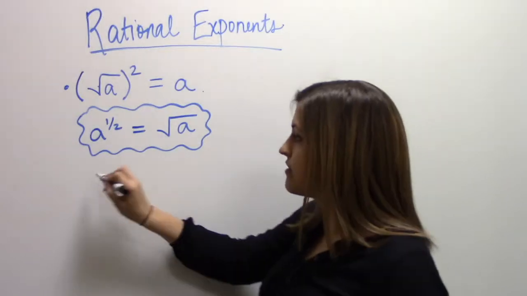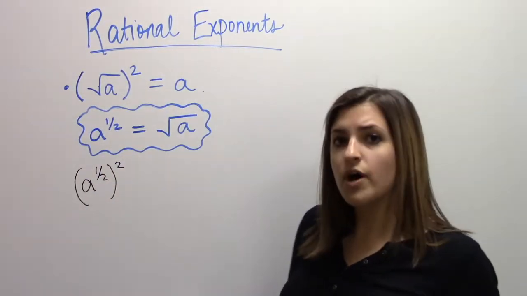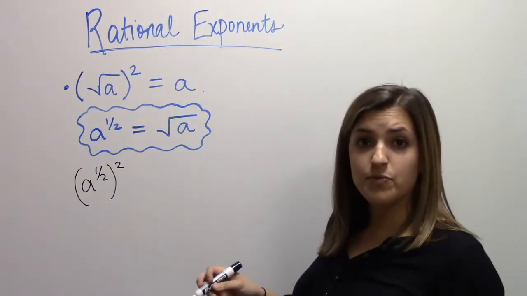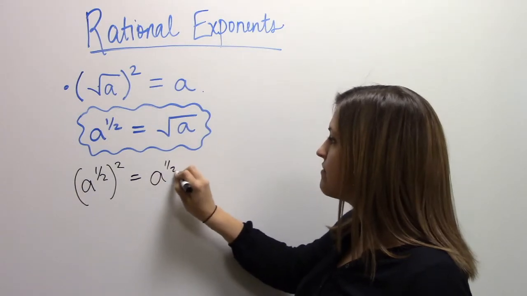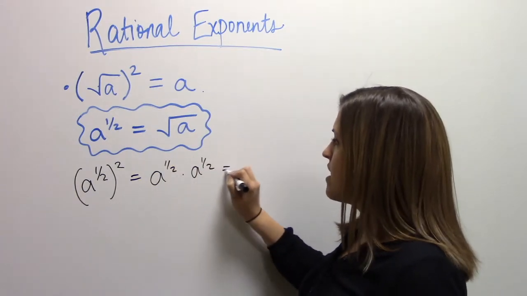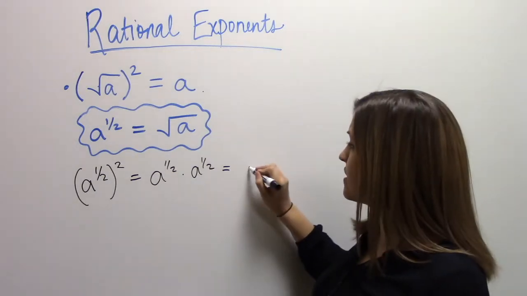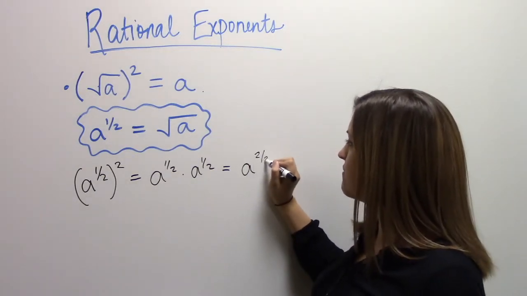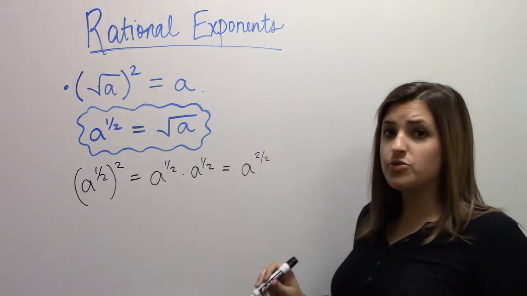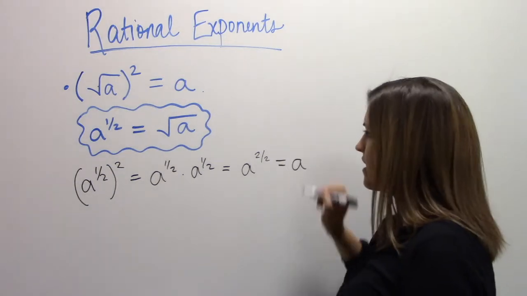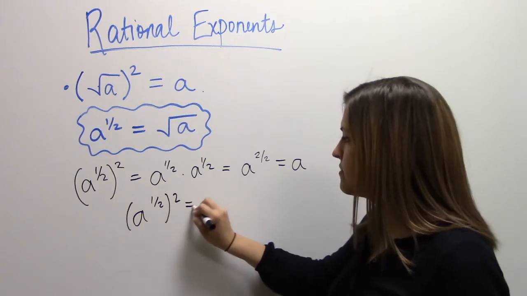So if I have a to the 1/2, and I square it, well, if we go back to our time when we always said, when in doubt, write it out, this would look like a to the 1/2 times a to the 1/2. And if I have a to the 1/2 times a to the 1/2, this gives me a to the 2/2. I add my exponents there. So a to the 2 over 2 gives me a. So a to the 1/2 squared equals a.